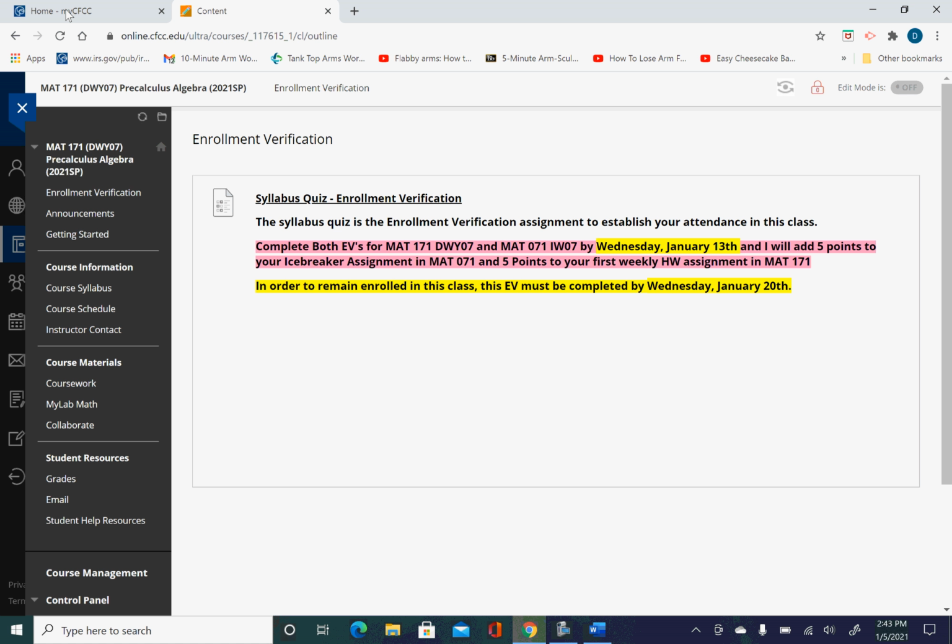They go together. But if you'll notice here, I have put at the top that if you complete both of these enrollment verifications for 171 and your 071 by this particular date, I'm going to give you extra credit in both of your classes. So please take advantage of that opportunity. And it's a real quick syllabus quiz, and I'm going to go over the syllabus here with you in just a few moments in this video. And actually, I think that's exactly where I'm going to go next.